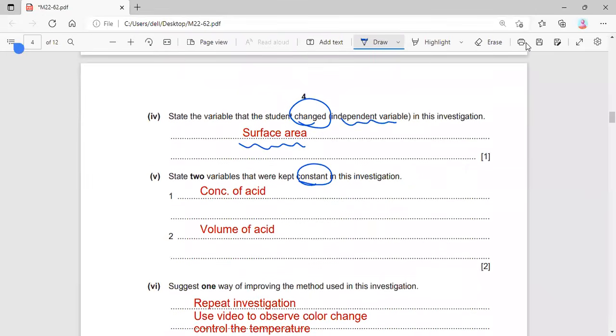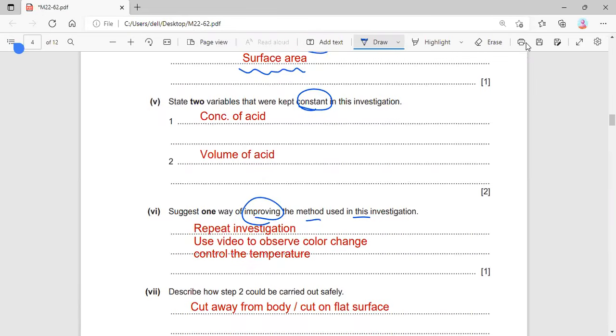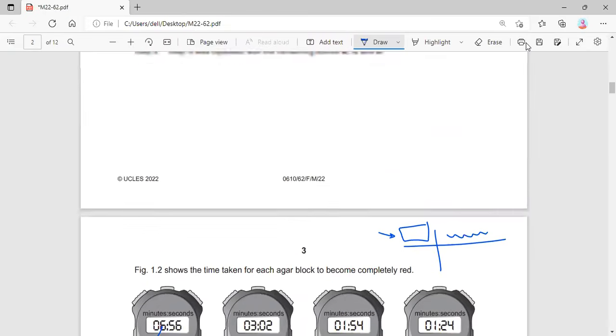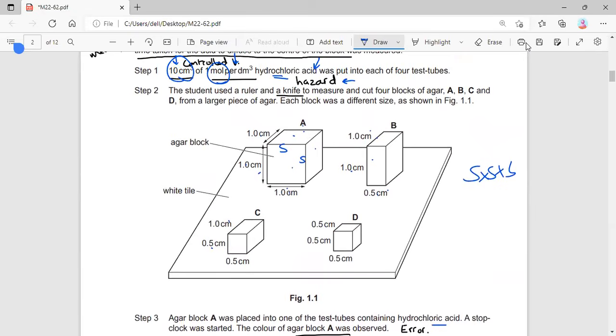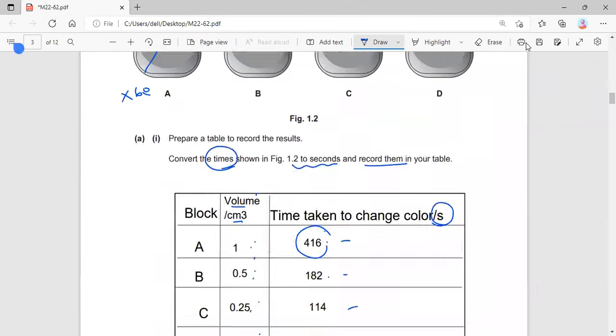Okay, suggest one way of improving the method used in this investigation. As a general rule, improvement is always repeat the investigation. Repeat the investigation is always an improvement. What else? Control the temperature. He did not say anything about the temperature in the experiment, and this is an experiment on diffusion. We know that if the temperature changes, it will also affect diffusion, so I can say control the temperature. This is something to take care of.